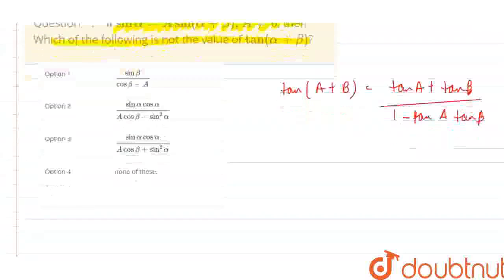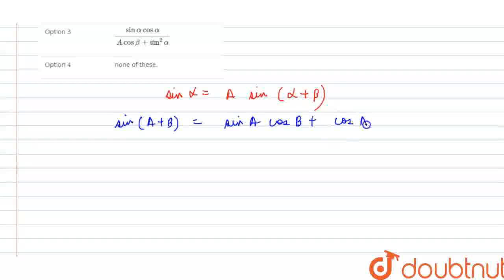Also, we are given one more thing, that is sine of alpha is equal to a sine of alpha plus beta. We know this identity, that sine of A plus B is equal to sine A cos B plus cos A sine B. Using it in the above equation, the equation becomes sine of alpha is equal to a times sine alpha cos beta plus cos alpha sine beta.